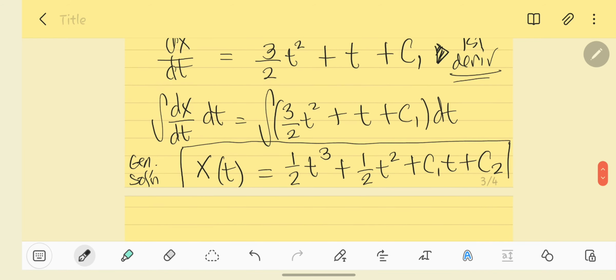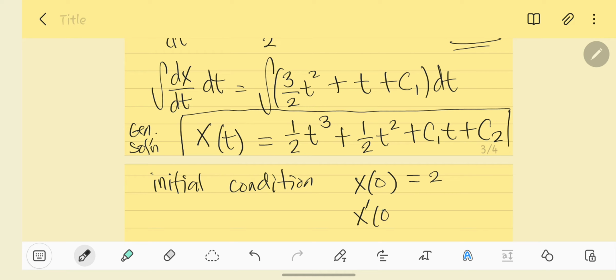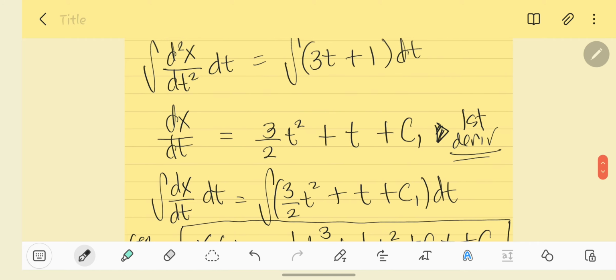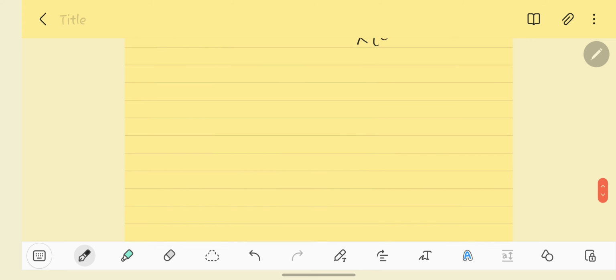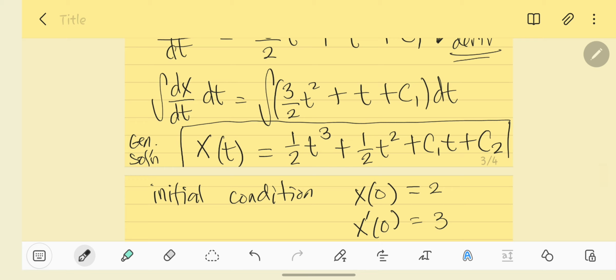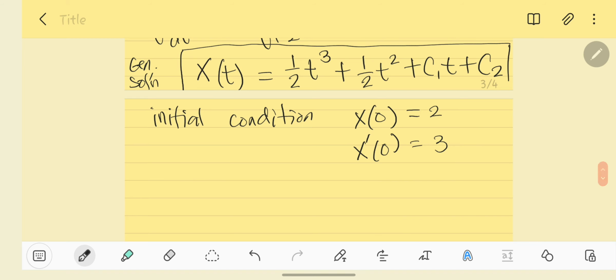After that, we try to solve for a specific solution given the initial conditions: x of 0 is equal to 2 and x prime of 0 is equal to 3. So you know that when time is equal to 0, x is equal to 2, and when time is equal to 0, dx over dt is equal to 3. So we try to solve for the value of the constant c2.